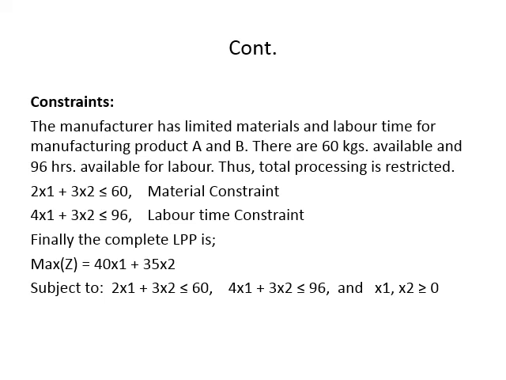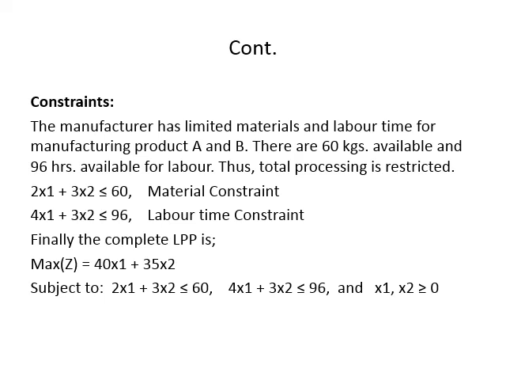Constraints. The manufacturer has limited materials and labor time for manufacturing products A and B. There are 60 kgs available and 96 hours available for labor. Thus, total processing is restricted. Let's see the material constraints.